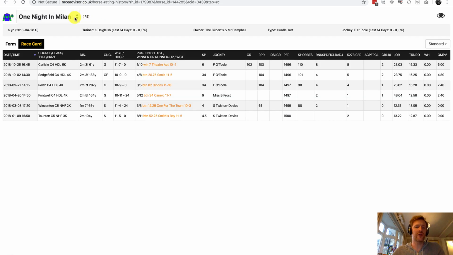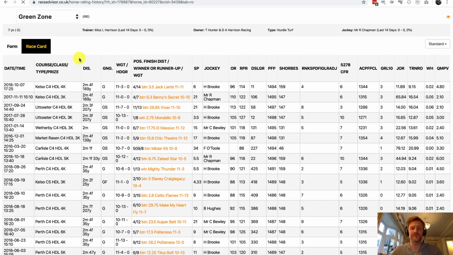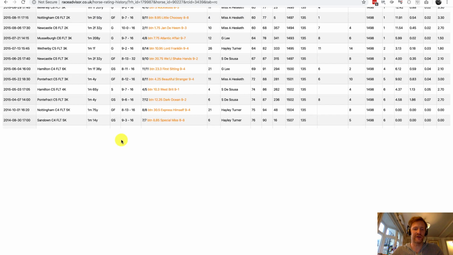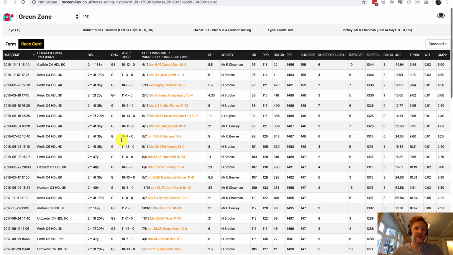But let's have a look at Green Zone, who was the other horse that was a potential when we checked the odds. So we've got a lot of races here for this horse, a lot of races. Wow, okay. So let's just take a look at a few of them that match our conditions. And luckily we've got some here.